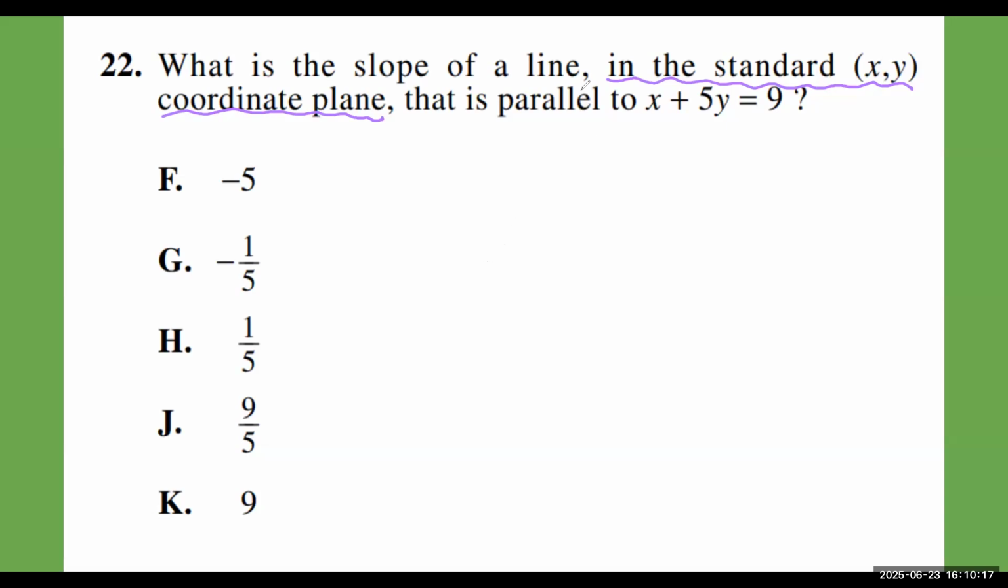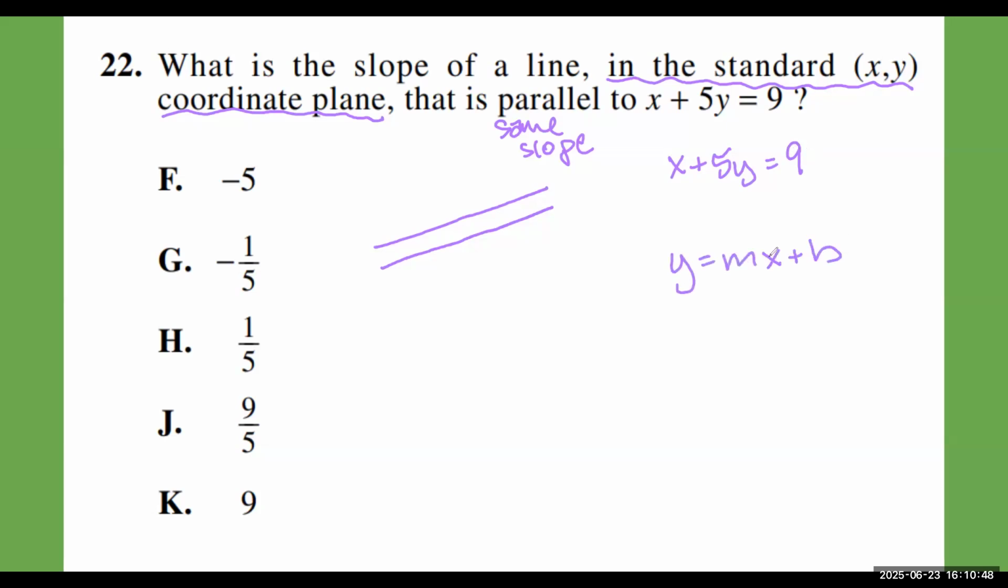So we have to remember that parallel lines have the same slope. Same slope. That makes sense, guys. If I have a line, for the line to be parallel to it, it has to be sloped the same. So don't think of it as a separate rule to memorize, just think of it logically. It has to be sloped the same. So we have equation x plus 5y equals 9. Well, Miss Johnson prefers to locate the slope whenever it's written in slope-intercept form.